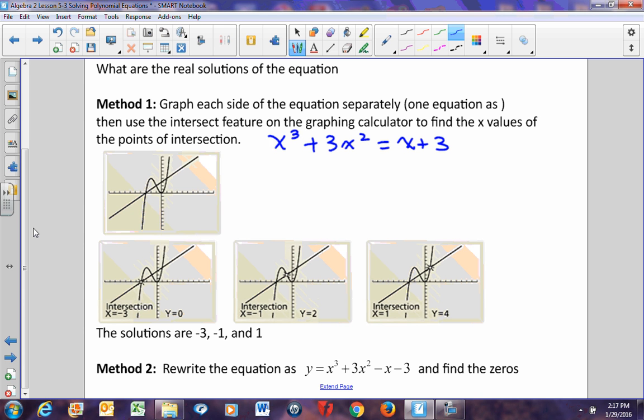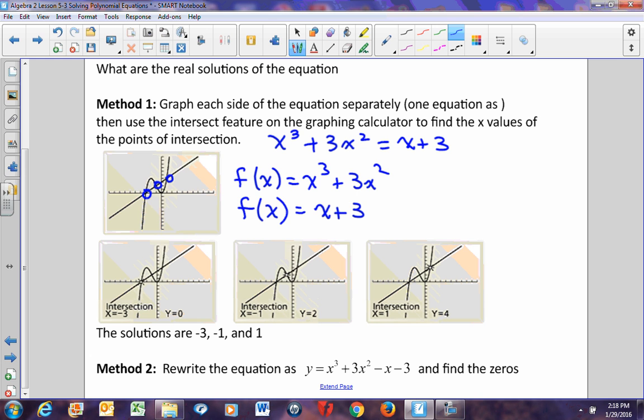So essentially you have two equations. This is an 84 screenshot, but the Inspire is the same thing. Basically you have f of x or y equal to x cubed plus 3x squared as one equation, and then you put the second equation in right after it, equal to x plus 3. Then you get both of these graphs, and they're going to intersect. You're going to want to ask, what are these points of intersection? I see it intersects here, and here, and here, and I want to know what those are.